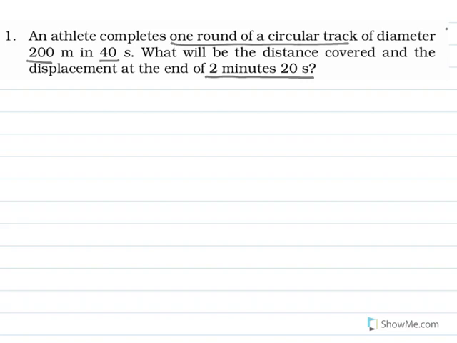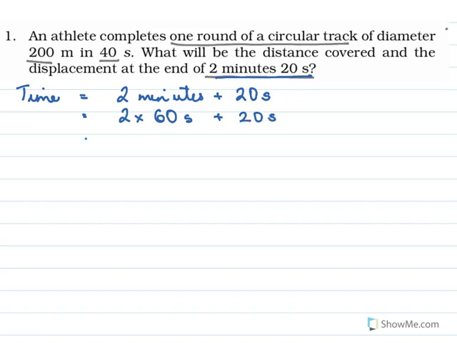To start with, we convert the 2 minutes 20 seconds into seconds. So this athlete is moving along a circular path for 2 minutes plus 20 seconds. We'll convert it into seconds. 2 minutes will be 2 into 60 seconds plus 20 seconds. So this is 120 plus 20. So the total time he is moving around is 140 seconds. So this is the first step.